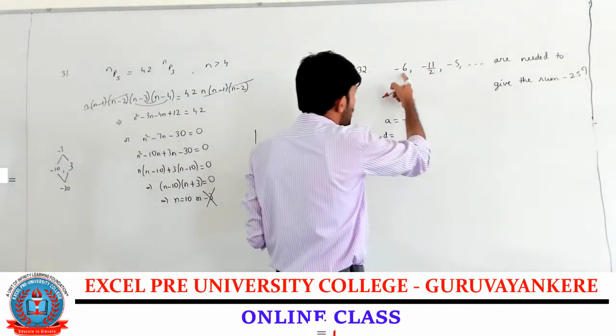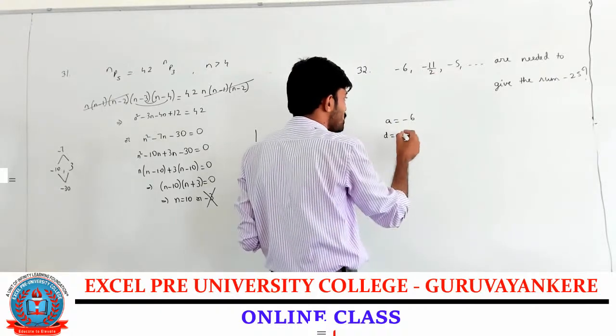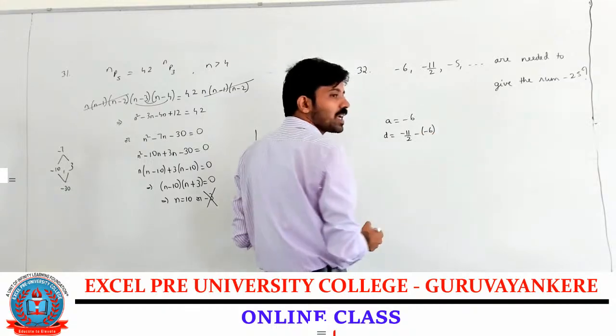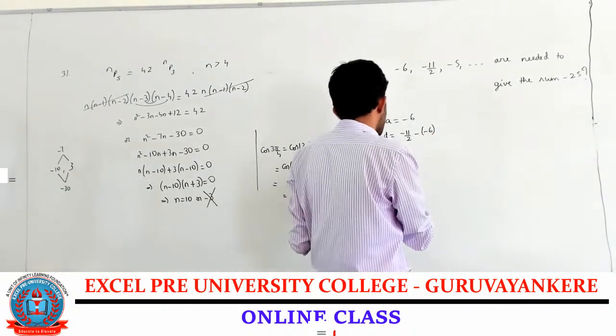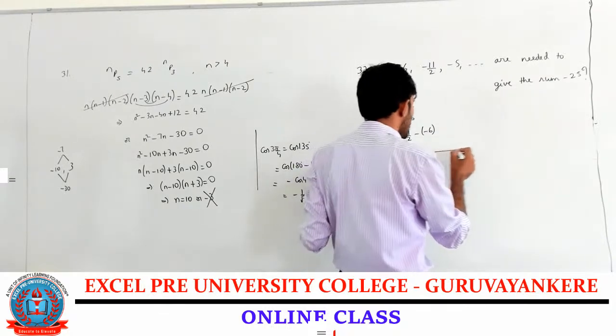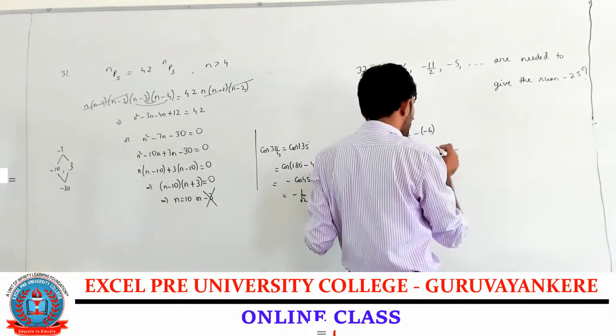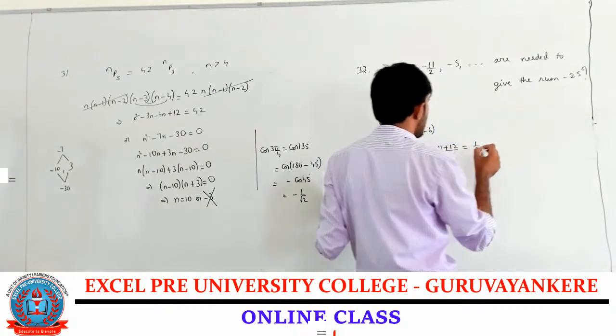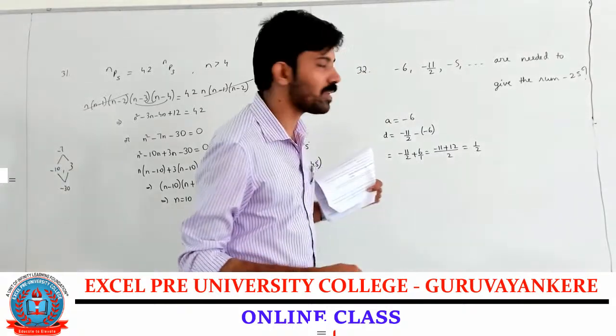Minus 11 by 2 minus of minus 6. Second term minus first term is the common difference. This is minus 11 by 2 plus 6. Take common denominator 2. Minus 11 plus 2 into 6, 12. That is 1 by 2. Common difference is 1 by 2.